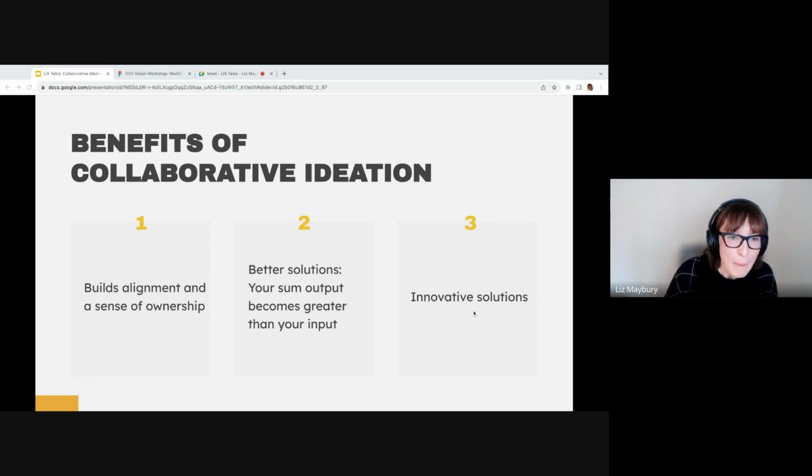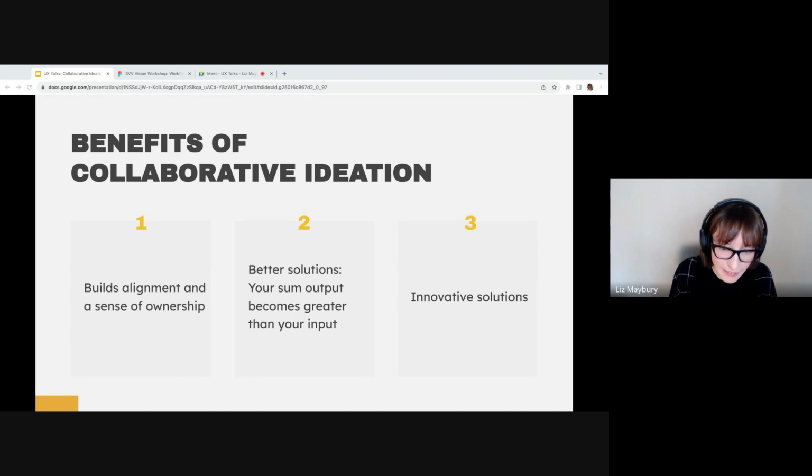I'm sure there's many more, but in my experience, the first one I really like is that it builds alignment and a sense of ownership. So when the whole team is involved with creating a solution, there's no surprises when it comes to build or sign off. I mean, there's always some kind of surprise, I think, at build or sign off, but this definitely greatly reduces that risk. Because everyone has contributed, they can feel a sense of ownership over this final solution, rather than just being handed something when it's their stage in the process, whether that's to build, to market, whatever it is that needs to be done next.